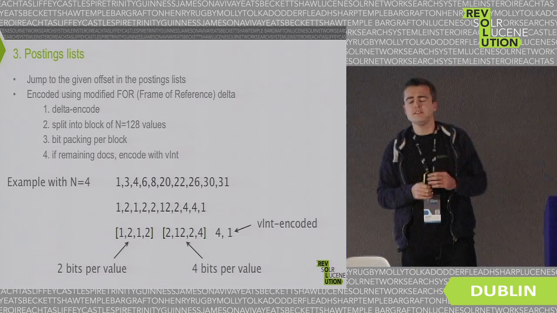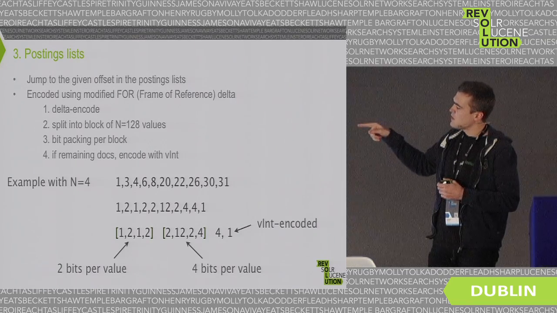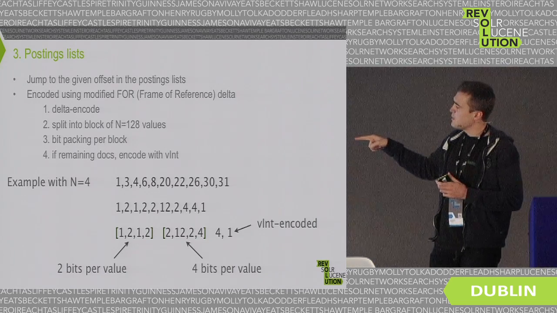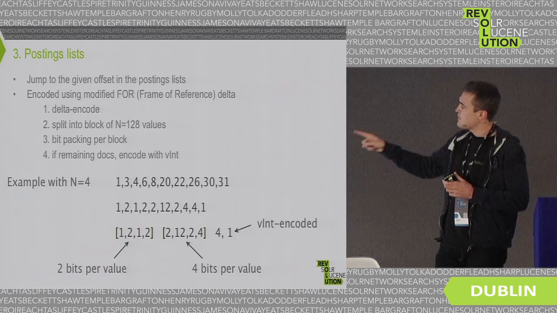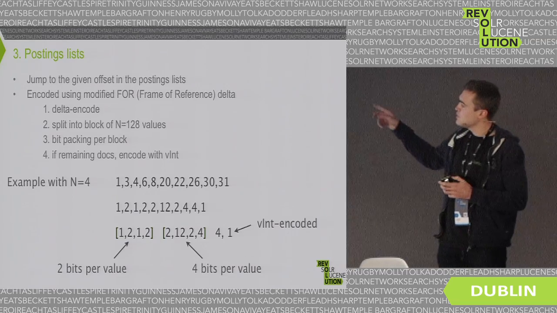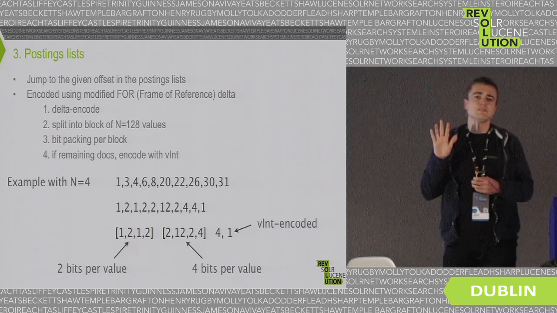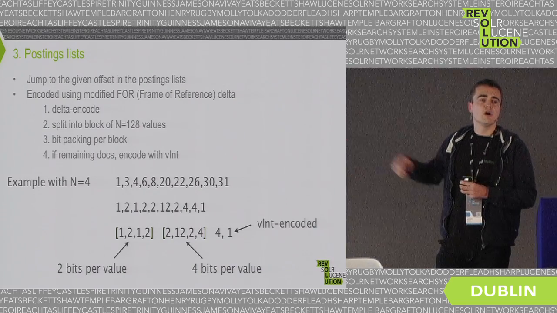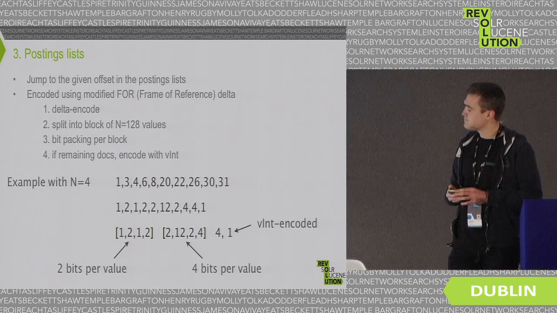So how much space does it take? The first block needs 2 bits per value. There are 4 values, meaning 8 bits. So this is a single byte. The second block needs 4 bits per value, meaning 4 times 4, 16. This means 2 bytes. And finally, 4 and 1 require only 1 byte per value. So in the end, we are going to use 1 plus 2 plus 2 plus 2. This is only 5 bytes compared to the original 40 bytes that we needed to encode the posting list if we didn't do any compression. So this is how Lucene compresses posting lists.